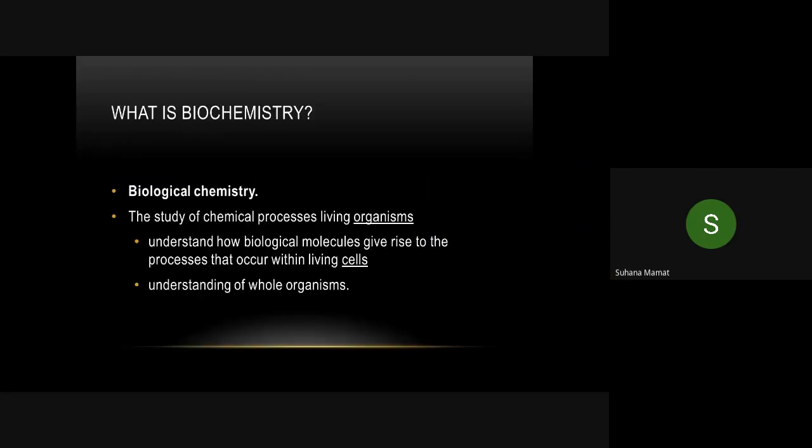Okay, so first of all, let us revise a bit what is actually biochemistry. Biochemistry is the study of the biological chemistry, all of the chemical processes that occur inside living organisms. By understanding these chemical processes inside the living organism, we can understand how biological molecules can give rise to the processes that occur within living cells. So we can understand the whole of the organism.